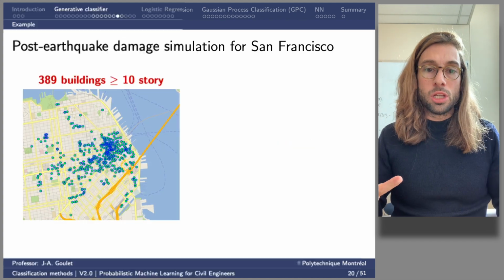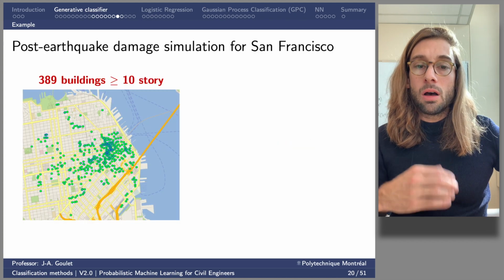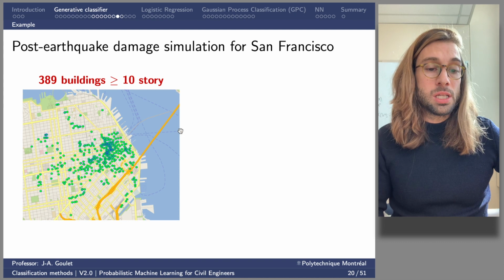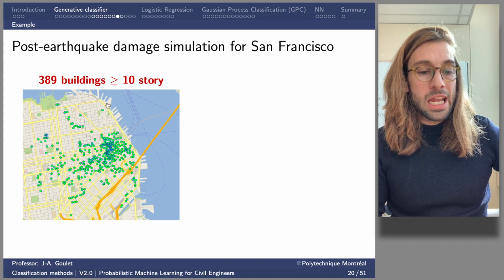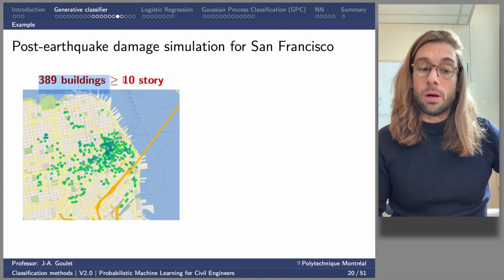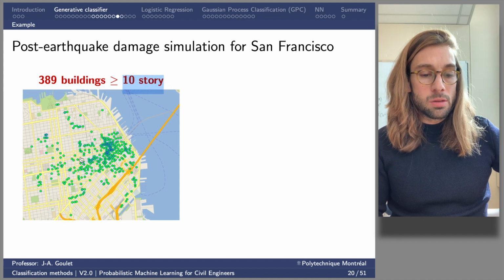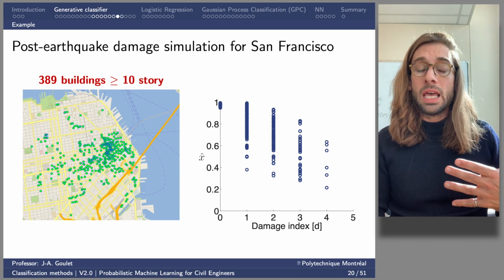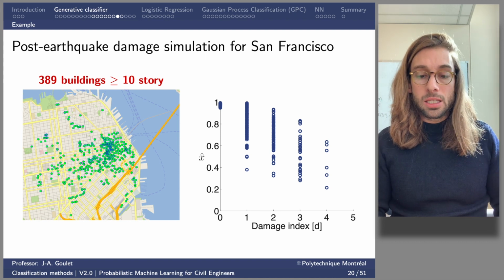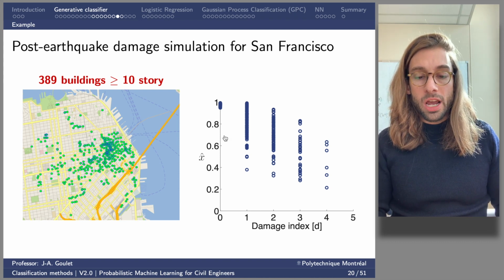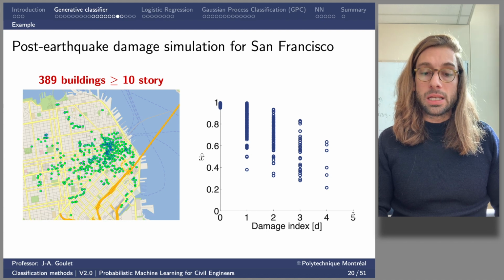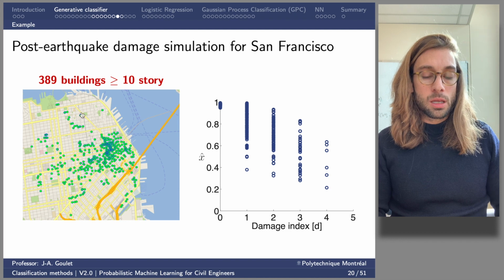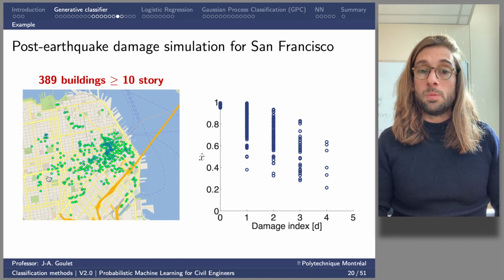We're going to make a simulated example where we assess what would happen after an earthquake in San Francisco, for which we have 389 buildings that are 10 stories or more, okay? This is San Francisco city center. All the green dots represent a 10-story building that we have in the city. And here, I've built a synthetic database of what could be the frequency ratio given the damage index. Each of these points represents the response of one of these buildings, okay?